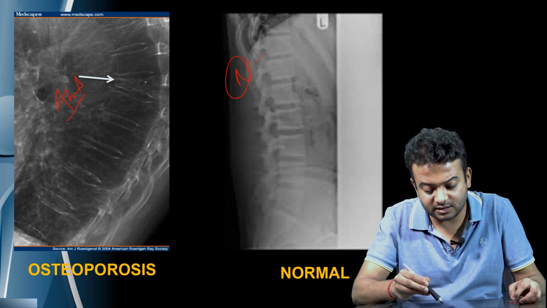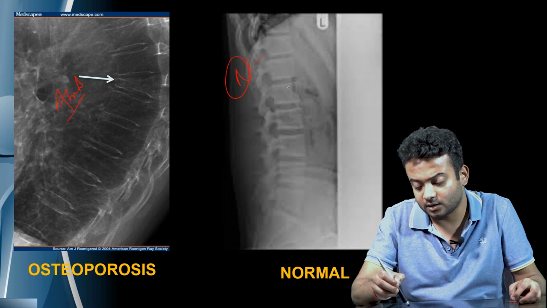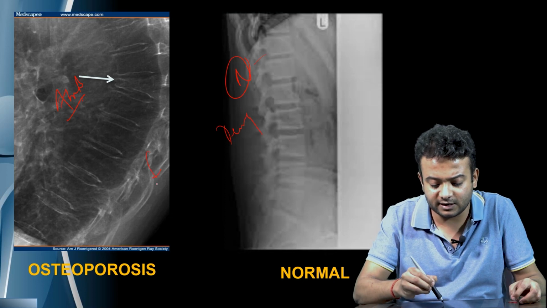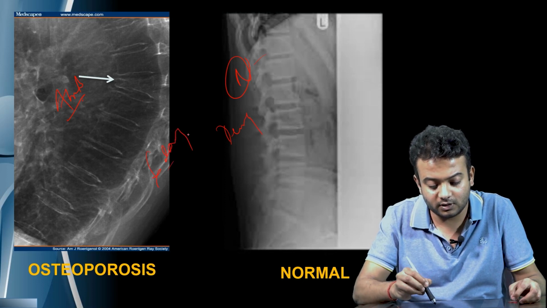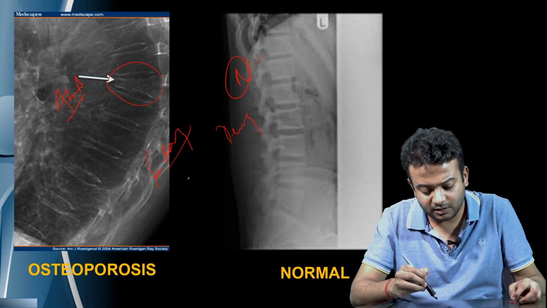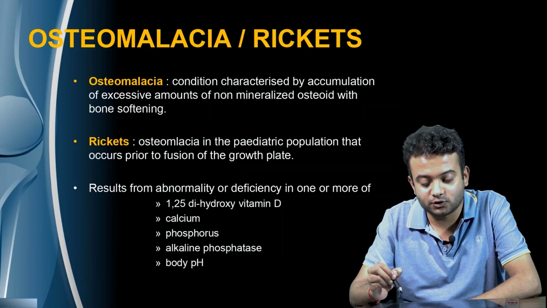So here we can see there is a definitive decrease in the density of the bone if you compare the two sides. The bone density in here looks okay, but here there is definitely a decrease in the density of the bone with penciling and wedging of the vertebra as shown here, and this is due to osteoporotic wedging. So now we will be talking about osteomalacia and rickets.